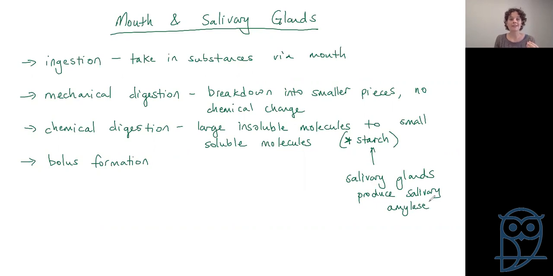So you've got mechanical digestion by your teeth. You've got chemical digestion by your salivary amylase. And then you've also got bolus formation. So this here is your teeth and your tongue forming a bolus, okay? So that's the lump of food that you swallow.